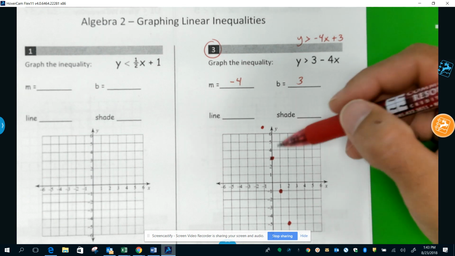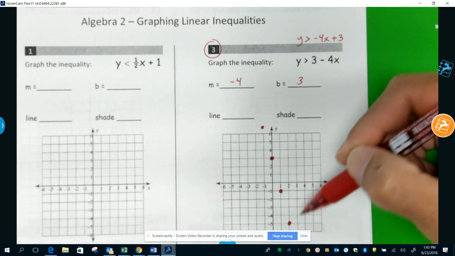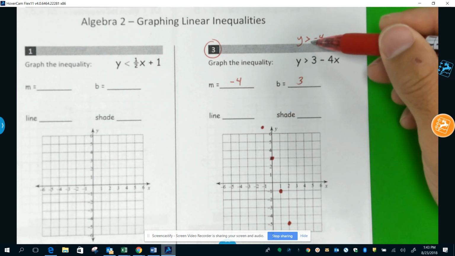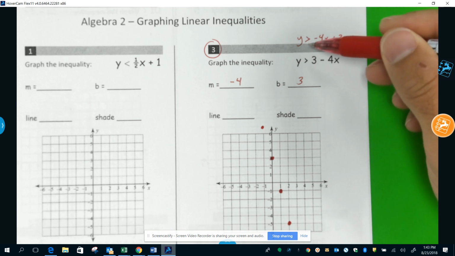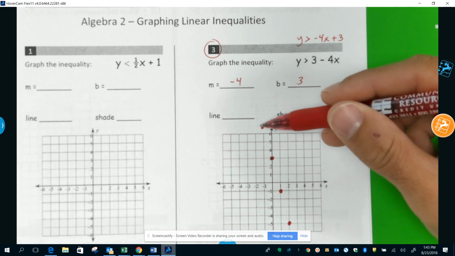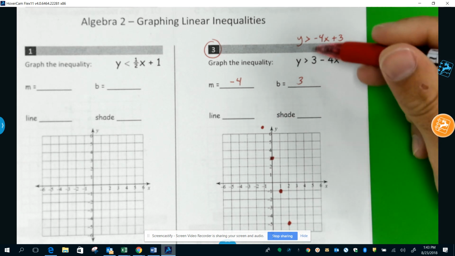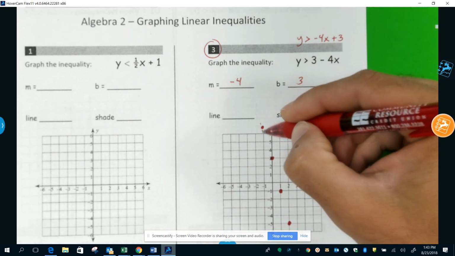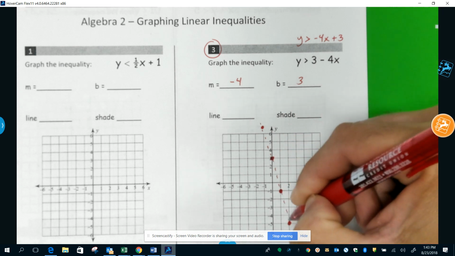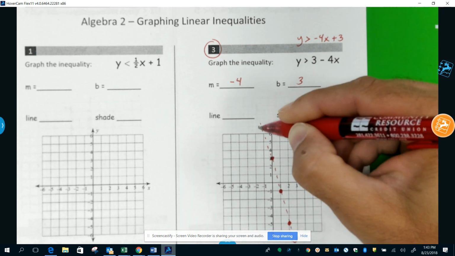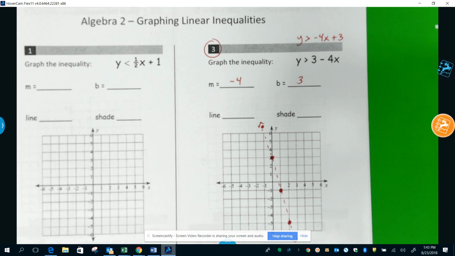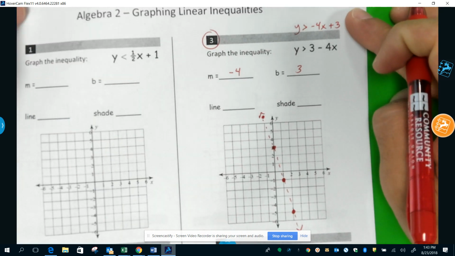Now, looking at my line, I don't want to just connect these dots with a solid line. Looking at this, this is just a greater than symbol. There's no equal to line underneath it. If there was an equal to, solid line. There's no equal to, so in this case we are connecting all of our coordinates, and our line is going to be a dotted line. You still need the arrows on each end, but our line is going to be a dotted line in this case.